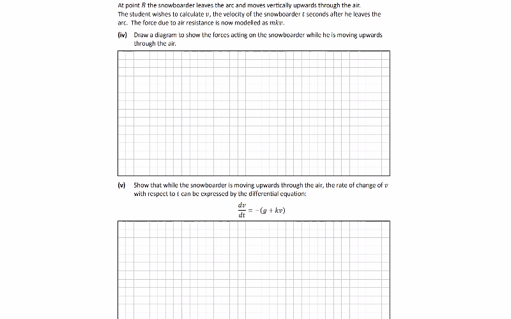At the point B, the snowboarder leaves the arc and moves vertically upwards. So here he is leaving the arc. He's going in this direction. What's happening? Well, mg is going down in this direction. And there's also a resistance force, mkv, going down in that direction as well. He's going up, but his acceleration is negative because he's slowing down. So if we were to draw the forces diagram here, even though he's moving in this direction, there's nothing happening there. So it'll be 0 minus mg minus mkv is equal to ma.